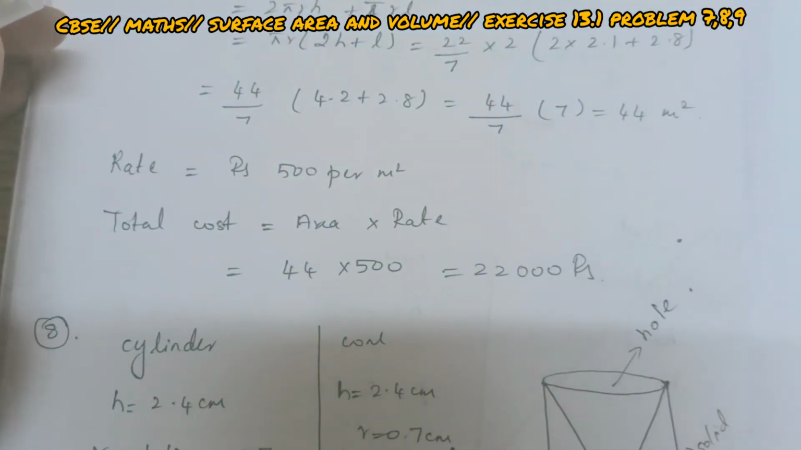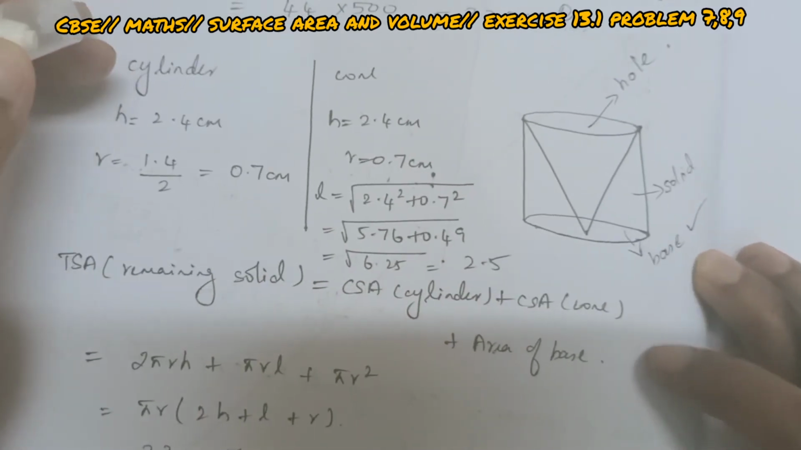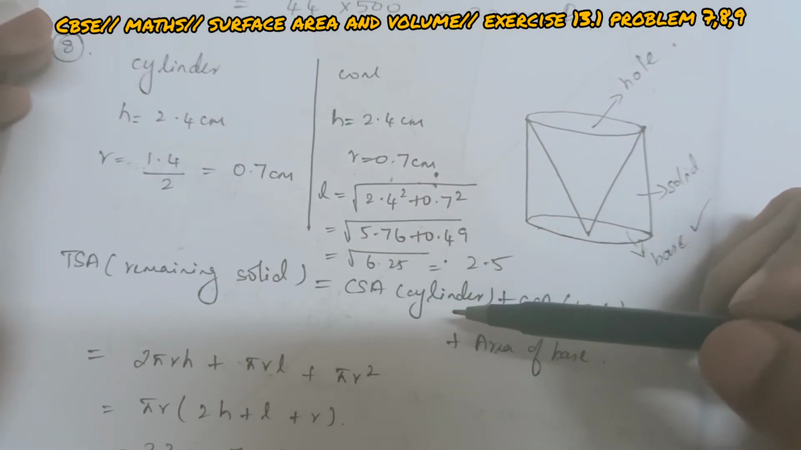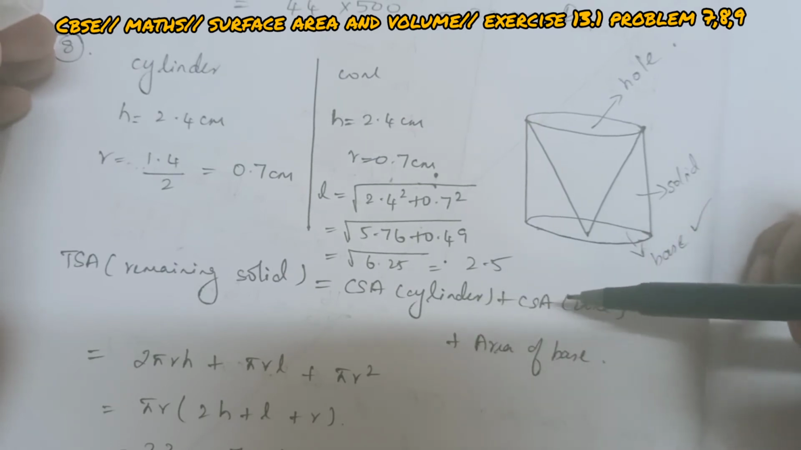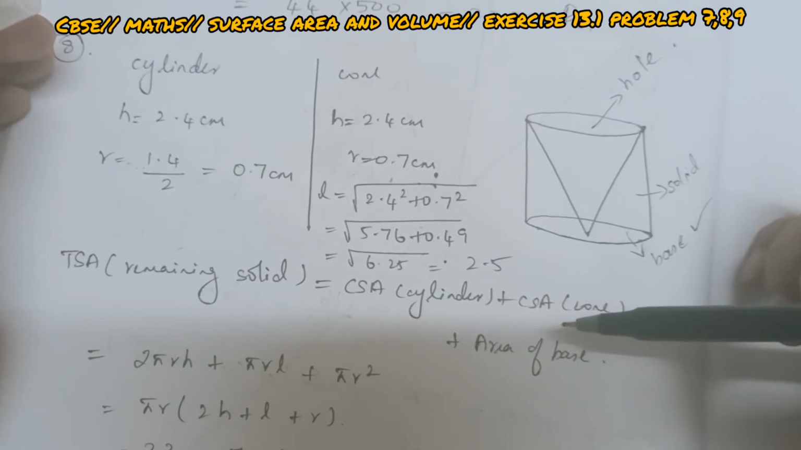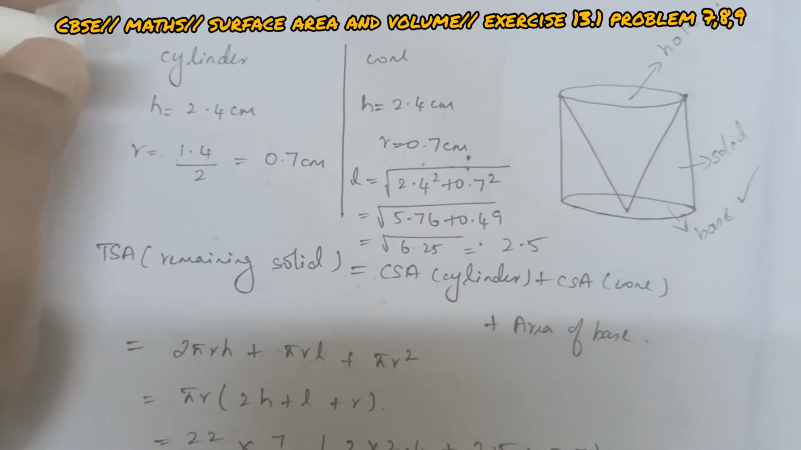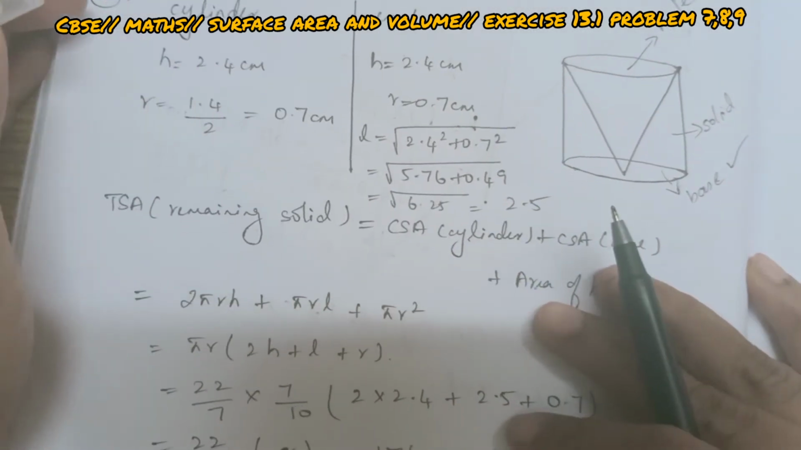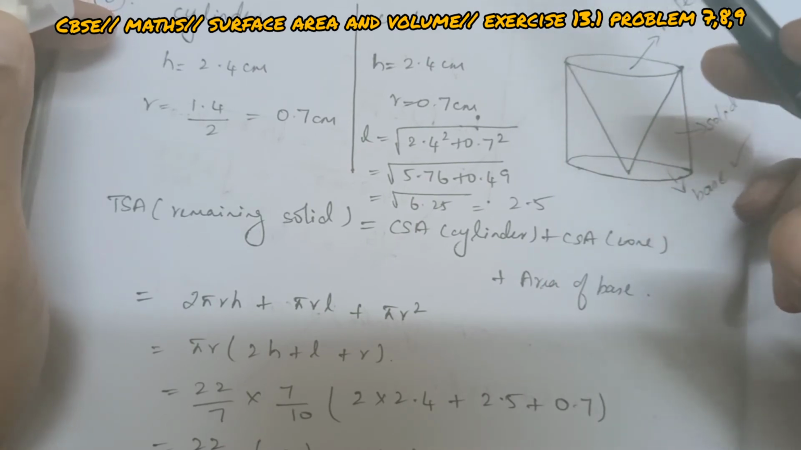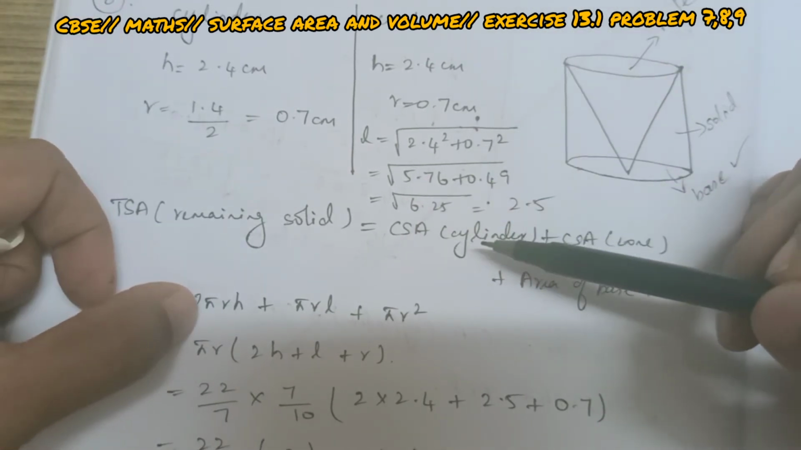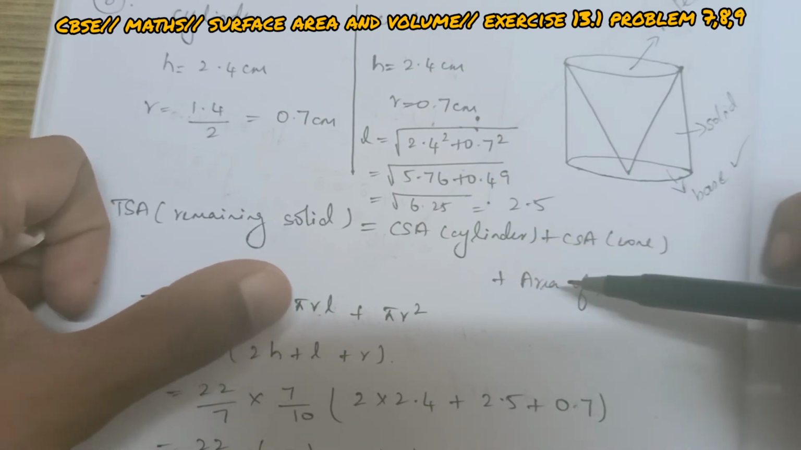This is the difference in the two problems. You have to write the formula likewise. TSA of the remaining solid means CSA of cylinder plus CSA of cone plus area of base. Now what should we do? Substitute the formula. If you have doubt, you should go over the video once more from the previous problem, from problem number 7. 2 pi RH plus pi RL plus pi R square.